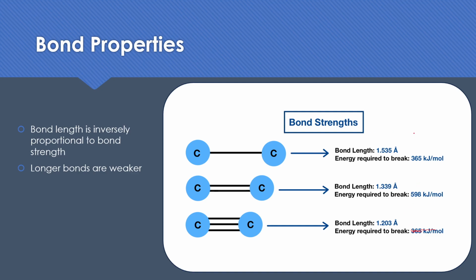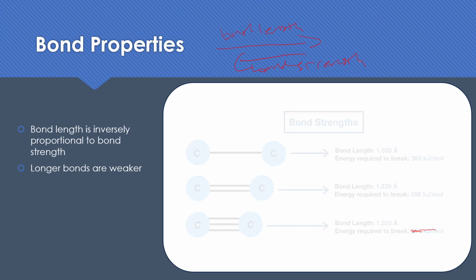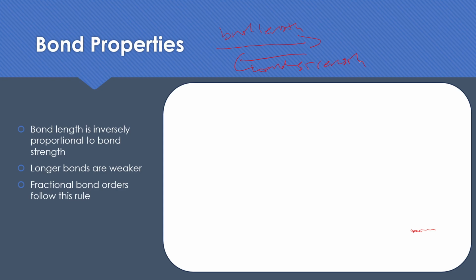So as bond length increases, longer, and this holds true for fractional bond orders as well. So fractional bond orders, right? Remember, if we have resonance, we can have fractional bond orders, and we can actually calculate it.